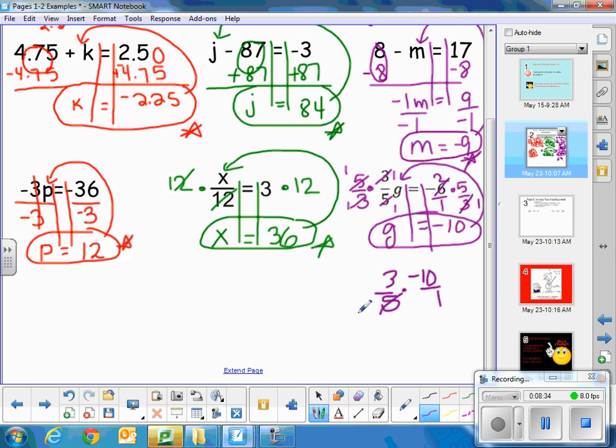Again, you can simplify ahead of time. 5 goes into 5 once, 5 goes into 10 twice. And you end up with 3 times a negative 2, which is negative 6, over 1 times 1, which is 1. And that's what we started with over on the right-hand side, was negative 6. So we have that one correct as well.